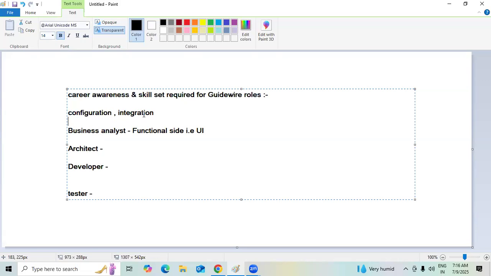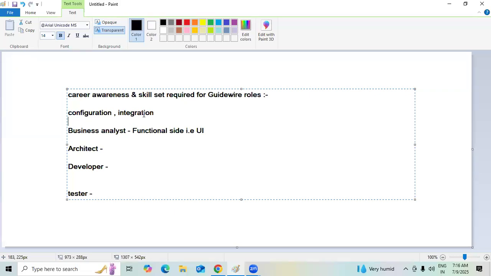This is called integration. So integration for what? If you want to develop communication between two different applications, you require integration to be made. So for that, we use some APIs, something like RESTful API web services. Okay, all these will be used.